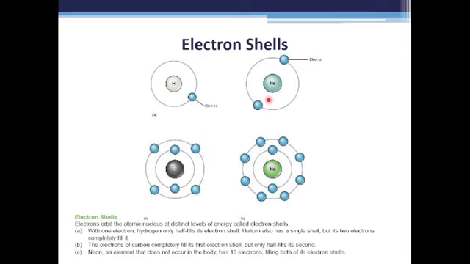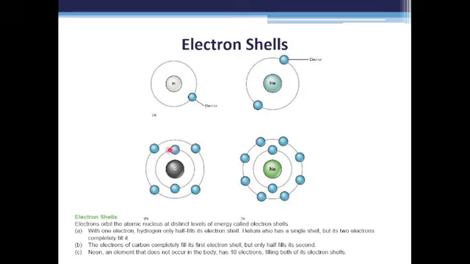Next, last one, electron shells. These are essential for understanding chemical bonding, as electrons occupy specific energy levels around the nucleus, which are called electron shells. This is an example of electron shells, and these shells fill in a predictable pattern.